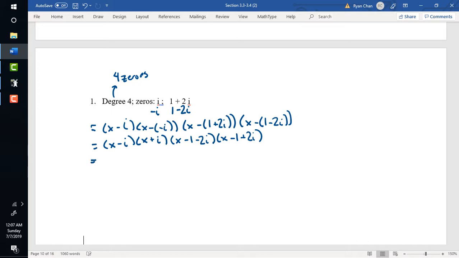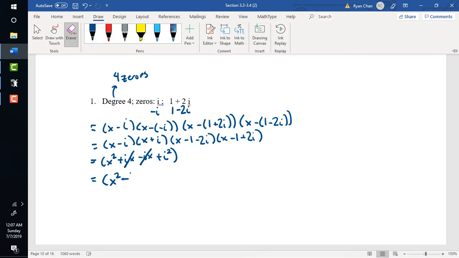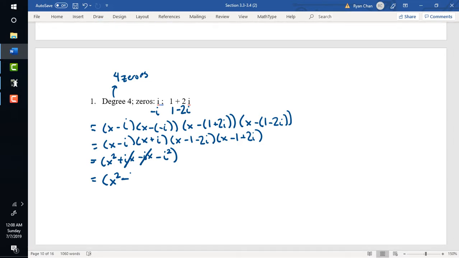So let's look at the first part. This will be x squared plus ix minus ix plus i squared. I'll do the first half first. So ix and negative ix cancel out. And remember, i squared becomes -1. Sorry, my bad. Let me do that part again. When I distribute, it should be minus i squared. So this is minus -1, and hence it'll be x squared plus 1.